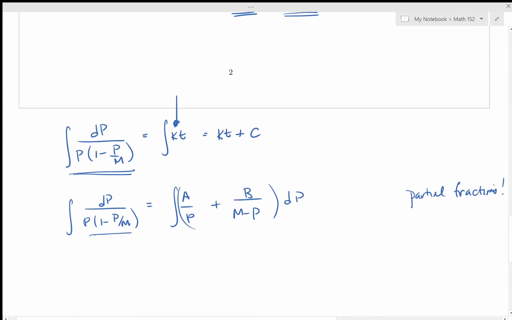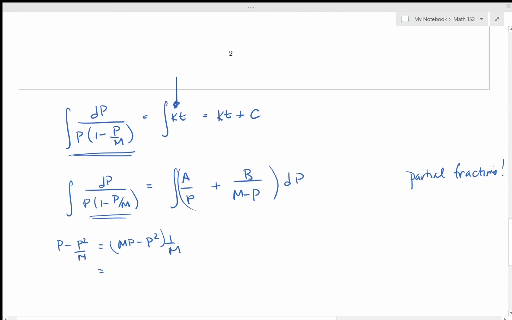Let's see how this looks. I can fiddle around with this. It looks like p minus p squared over m, which looks like mp minus p squared multiplied by 1 over m. I factor out the p, and then I get p times m minus p times 1 over m. I'm not worrying about the 1 over m. So there's where my two partial fraction denominators came from. I'm not worrying about this because that can easily be incorporated into one of the constants, a or b.